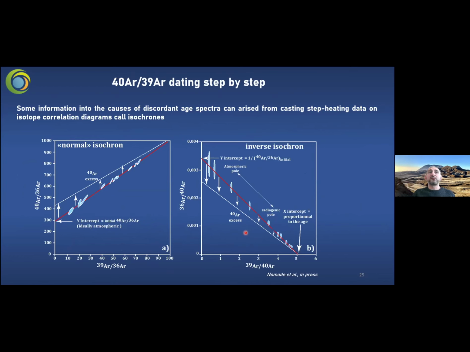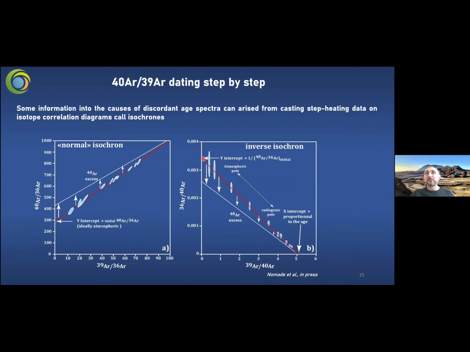Of course, some information on the cause of this discordance could arise from casting step heating into isotope correlation diagrams. They are bivariate diagrams. Most of the time we use the inverse isochron, which is a way to present the data. Each of these points is a step, and the y-axis is the inverse of the initial 40-36, so this is equivalent to T0. And here, the intercept is proportional to the age. That's the 39-40 ratio.